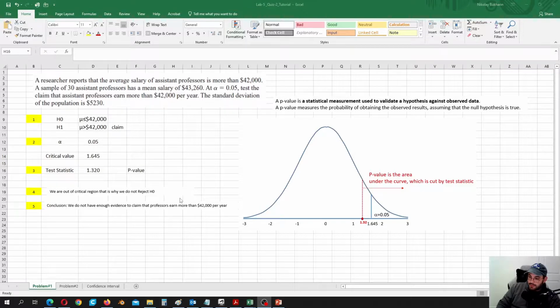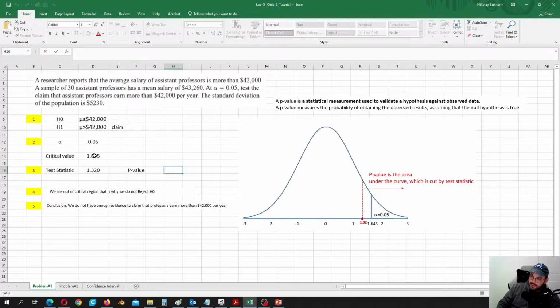The approach is quite similar. The steps are absolutely the same. We just need to rearrange a couple of steps, step number 2 and step number 3. So we are going to slightly rearrange those two steps, but all other steps stay the same. We formulate H0, we formulate H1, we formulate our claim, and we establish our significance level, which is usually given in the problem.